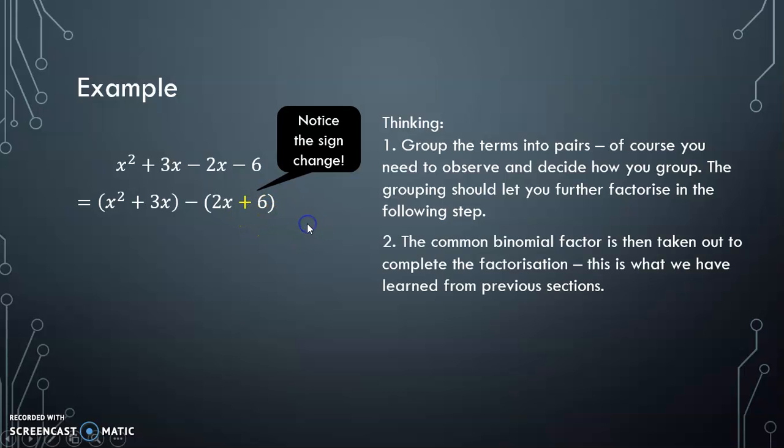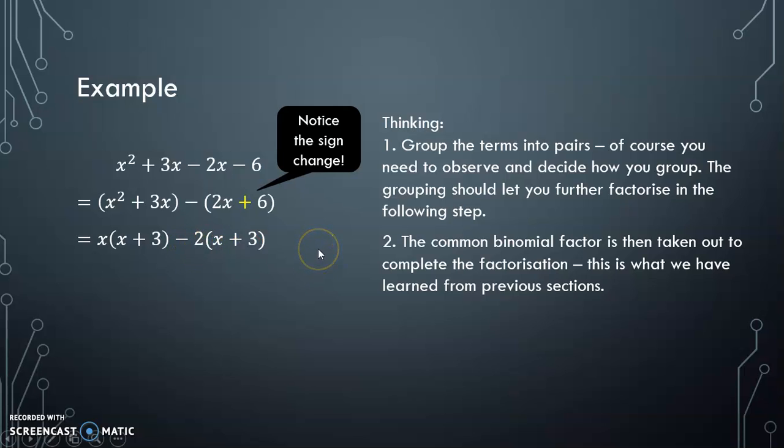And then the common factor is taken out from both of the brackets. So the first 2 terms have x as a common factor. We've taken that out. And the last 2 terms now have 2 as their common factor. So that has been taken out.